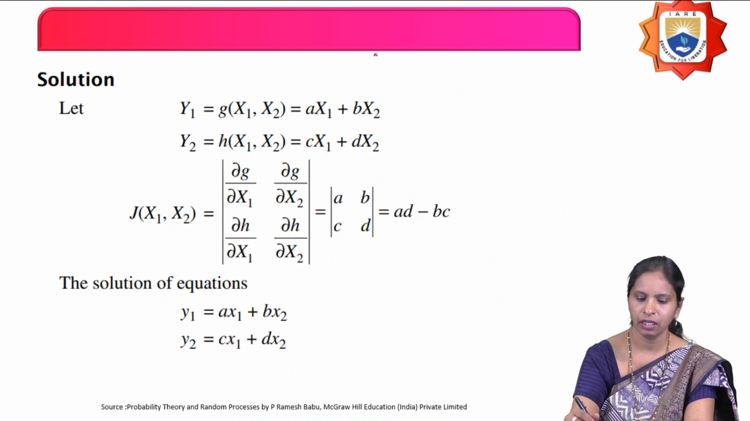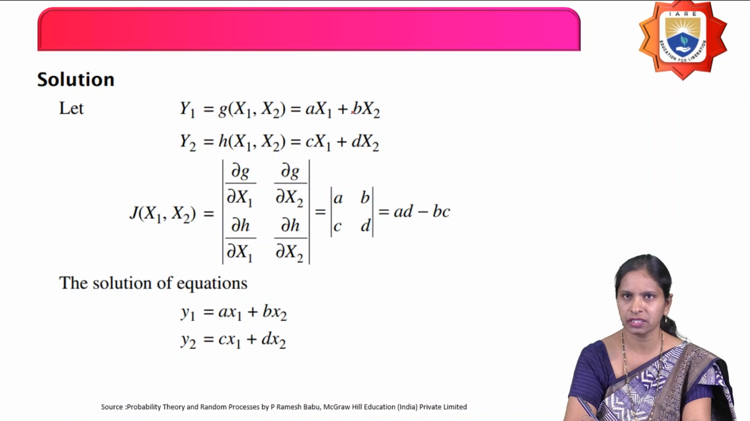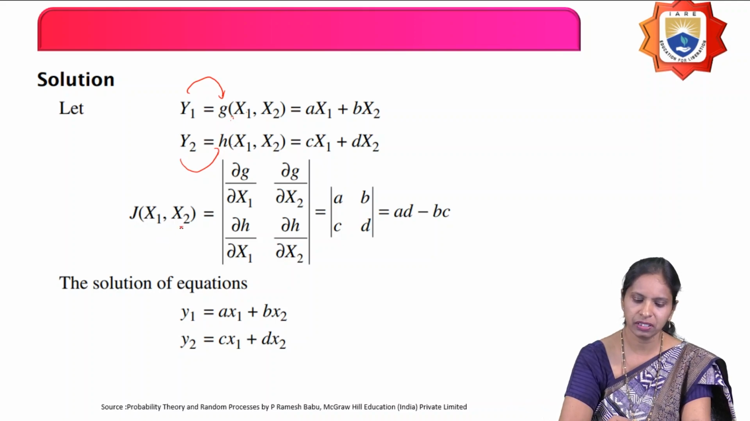Therefore, here y1 equals a x1 plus b x2 and y2 equals c x1 plus d x2. Let us say that y1 is a function g of x1 comma x2 and y2 is a function h of x1 comma x2, where g and h are functions of the random variables x1 and x2. Therefore, what is the Jacobian matrix A? How many random variables are here? Two random variables.